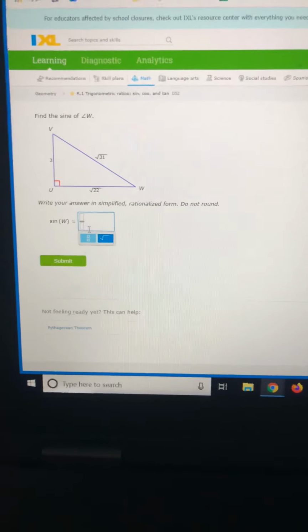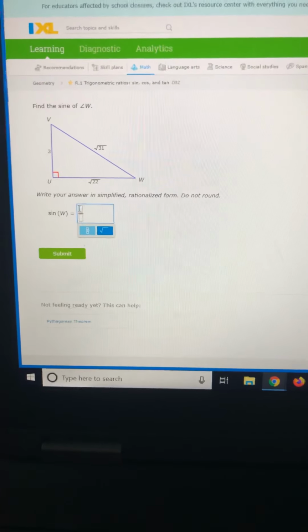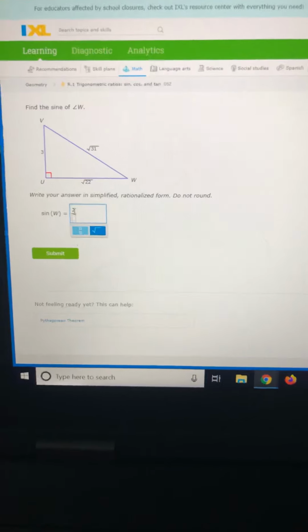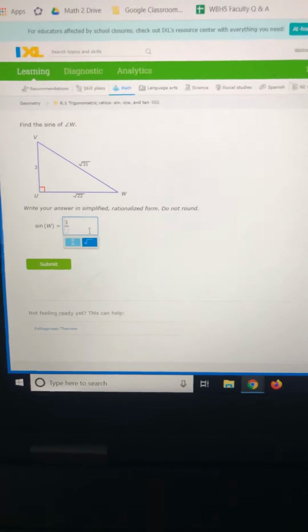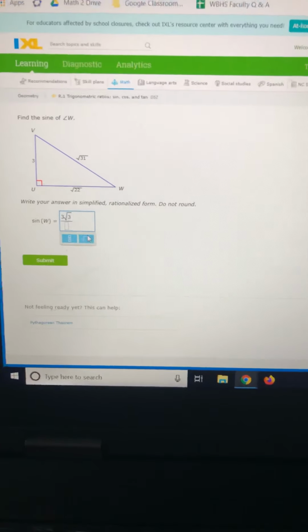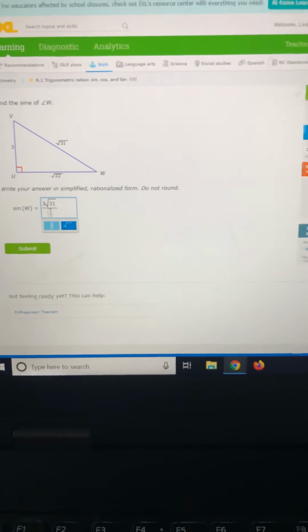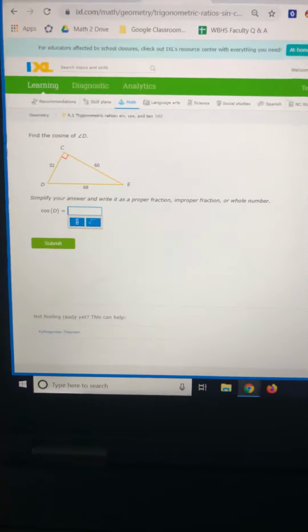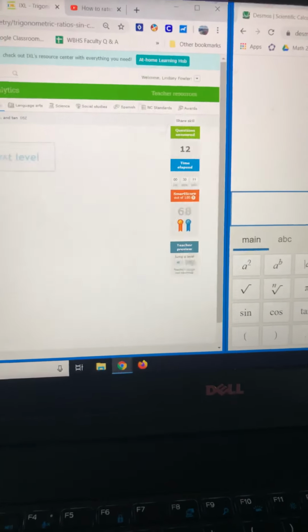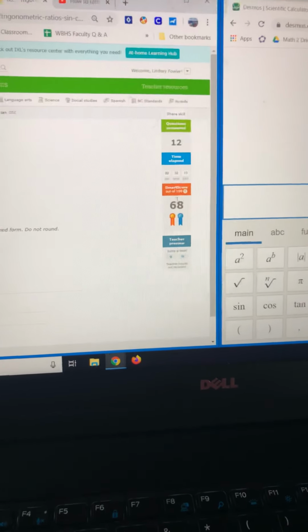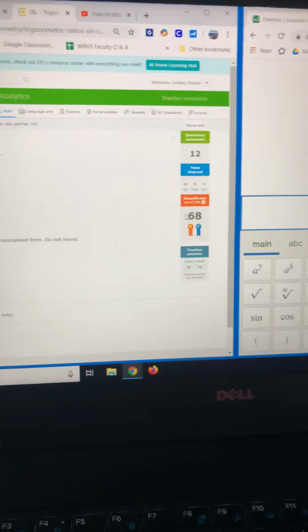Okay, so I'm going to type it in here. My little fraction bar. 3 root 31 over 31. Submit. And it says, well done. Okay, now I'm going to jump a level. So we're looking at a problem that's about a smart score of 68 next.